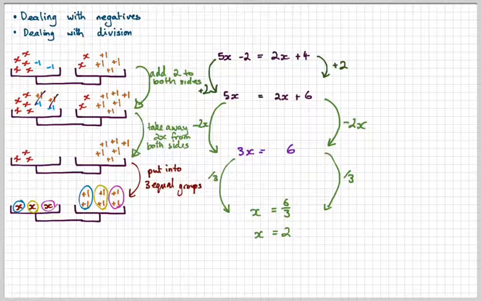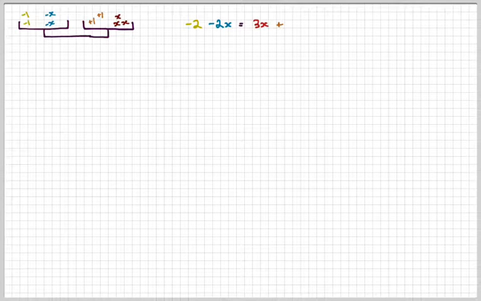We're going to look at one more example, possibly a slightly more difficult example. We have this situation here. Okay, so you can see that we have minus 2 and minus 2x on the left-hand side. On the right-hand side, we have plus 2 and plus 3x. So I've written minus 2 minus 2x is the same as 3x plus 2.